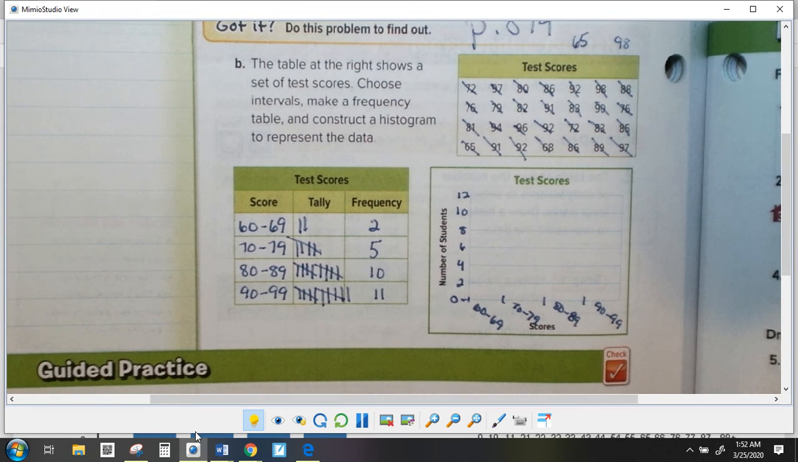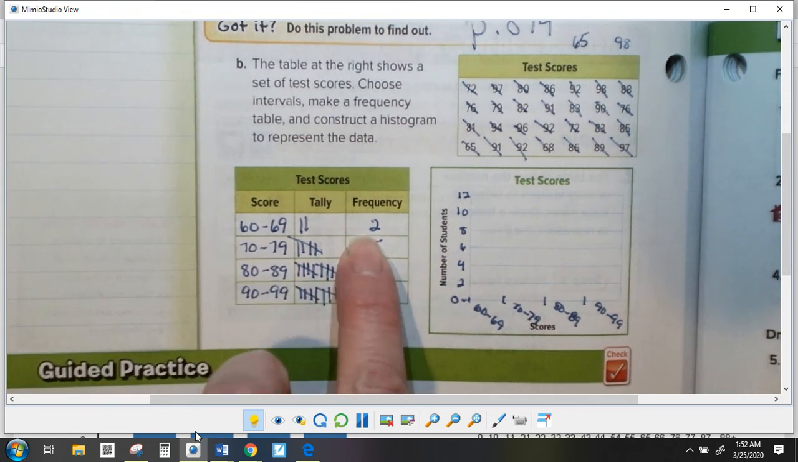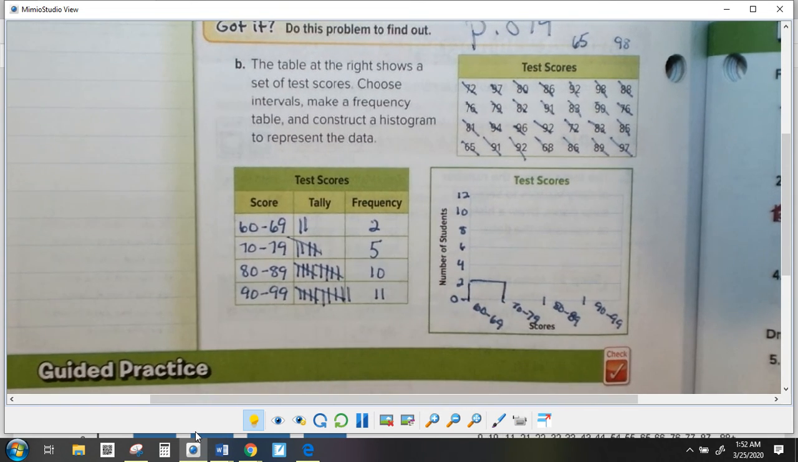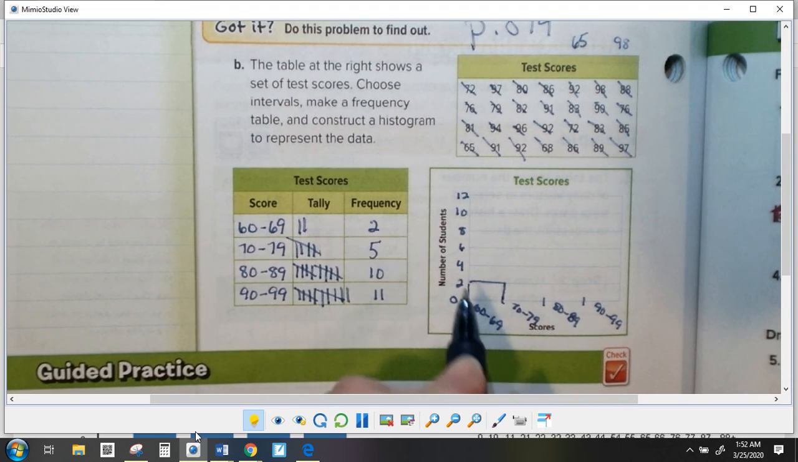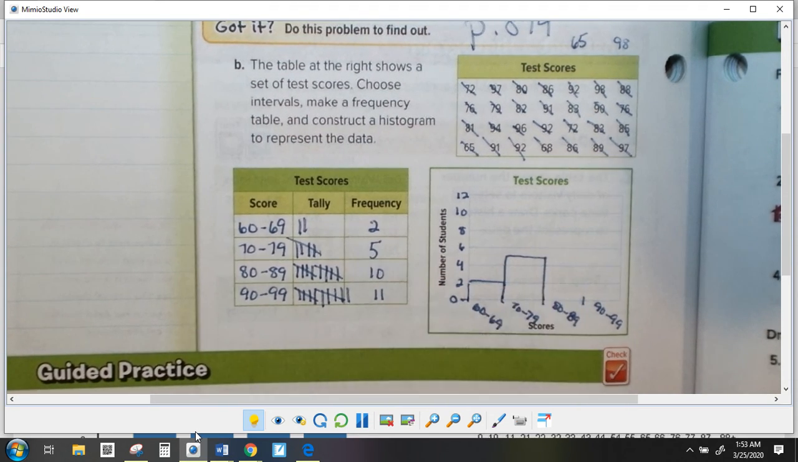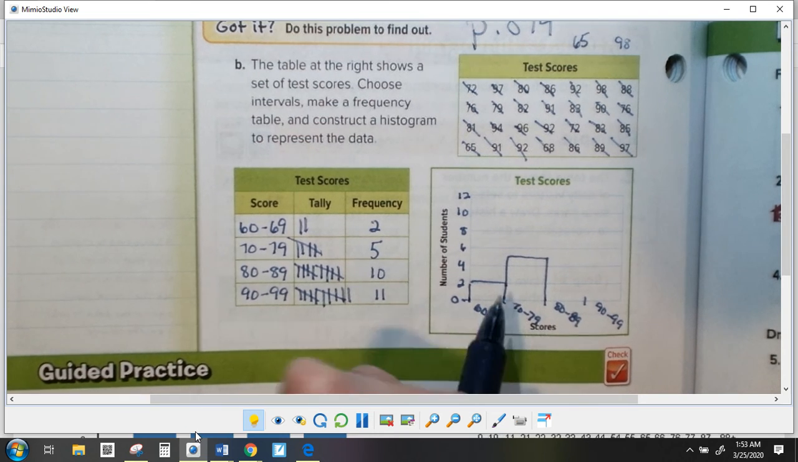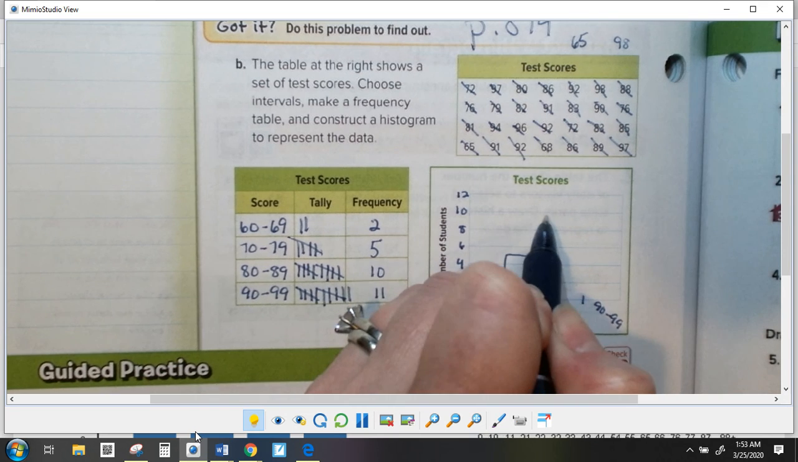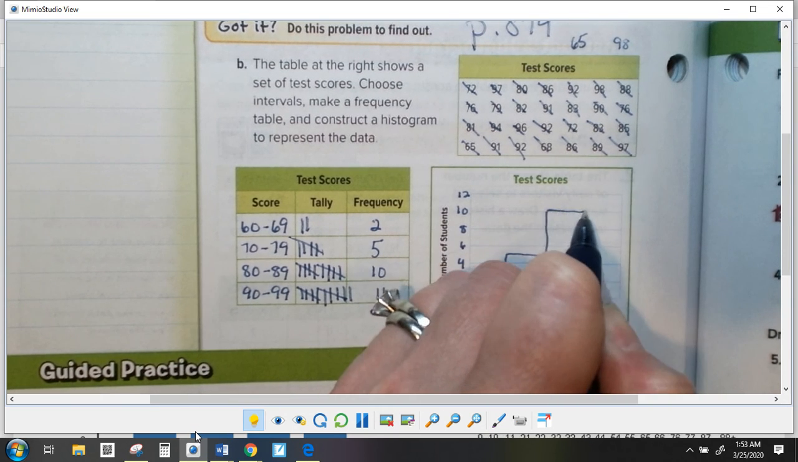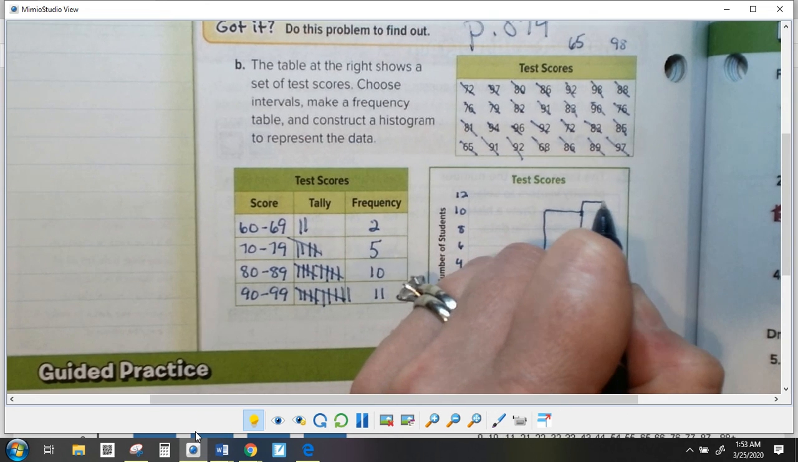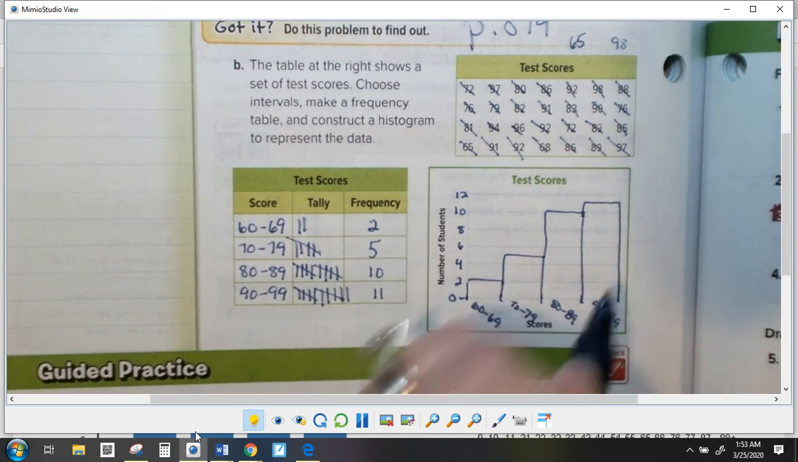All right, now the fun part, we just get to start drawing. So in this first section, I need to go up 2 high. The next section, I'm going to go up 5. Now 5 isn't on my list, but I can go halfway between 4 and 6. Notice that I connected them here. There's no gap. The next one, we're going all the way up to 10. And then the last one, we're going up to 11, which is halfway between 10 and 12.